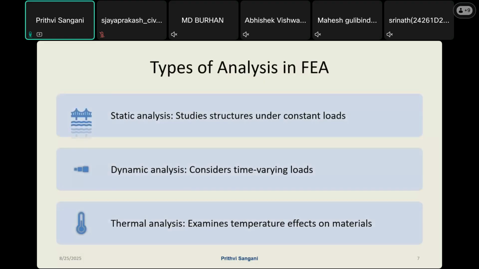Now, what are the different types of analysis you have? I'll just try to tell what analyses we have. The first one is static analysis.